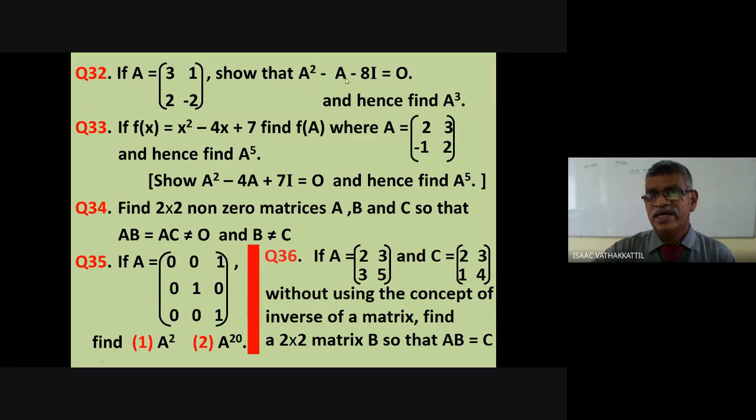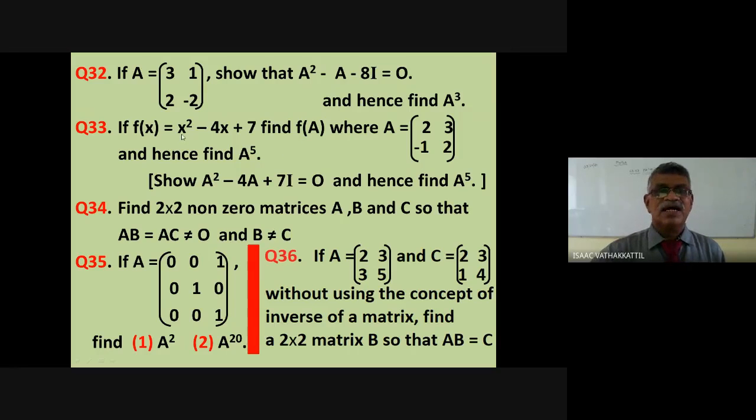How do you get it? Take A minus 8I to the other side, you get A squared equal to A plus 8I. Multiply both sides with A, you get A cube equal to A squared plus 8A. You can find it. Next, f(x) equal to x squared minus 4x plus 7. Find f(A). Well, from the previous equation, you can use and find, but not necessary. That is not a given formula. So you can find f(A).